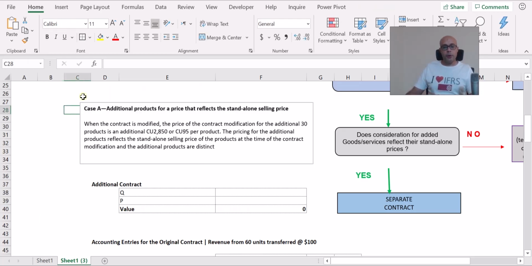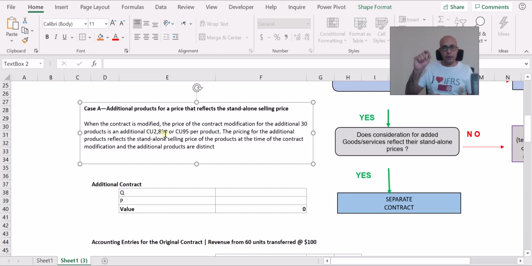Let's start by explaining the first scenario, case number A. When the contract is modified, the price of the contract modification for the additional 30 products is an additional $2,850, which means if you divided $2,850 by 30 units, the price will be $95 per unit. So the price is 95. This is the price of the additional unit.